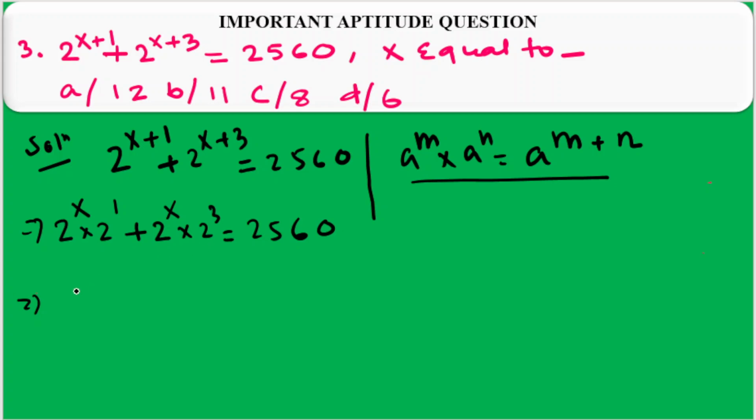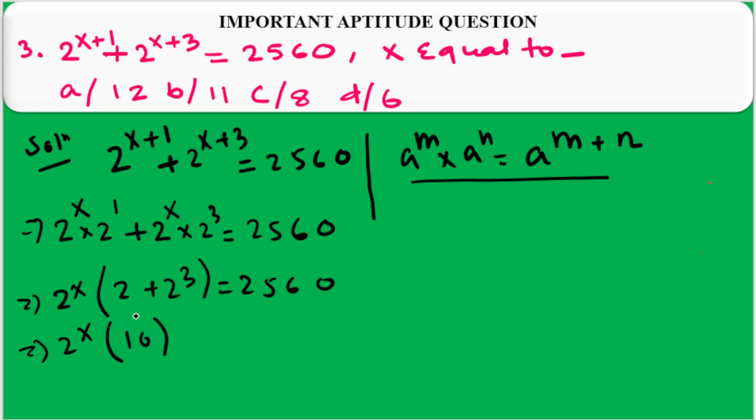From this equation, we can take 2 raised to power x as common. So it will become 2 raised to power x into 2 plus 2 raised to power 3 is equal to 2560. We can write this 2 plus 2 raised to power 3 as 10, that is 2 plus 8 equals to 10. It will be equal to 2560.